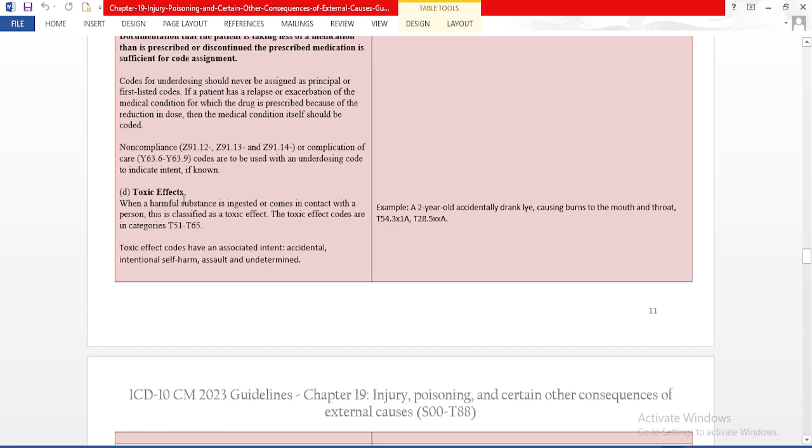Next one is toxic effects. When a harmful substance is ingested or comes in contact with a person, this is classified as a toxic effect. The toxic effect codes are in categories T51 to T65. Here we have an example. A 2-year-old accidentally drank lye, causing burns to the mouth and throat. Here the T54 series is coded for burns. Basically, toxic effects are due to harmful substances, not due to medicines or medications.